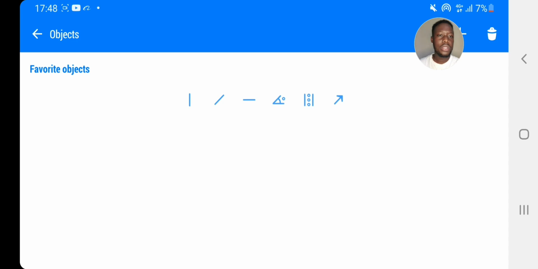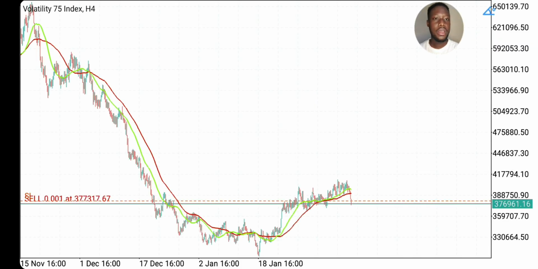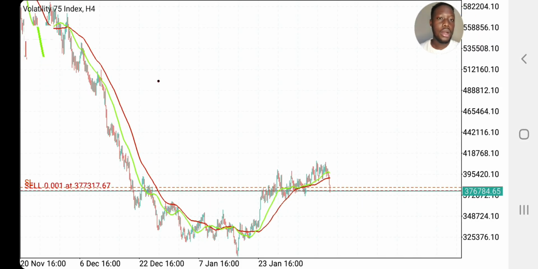Okay, so we're going to use the angle. We'll basically get the angle there, and we'll draw the angle right there. Okay, let's just put a line right there. Now in this case we're going to need 2 of these lines. One is going to act as our support, and one is going to act as our resistance.